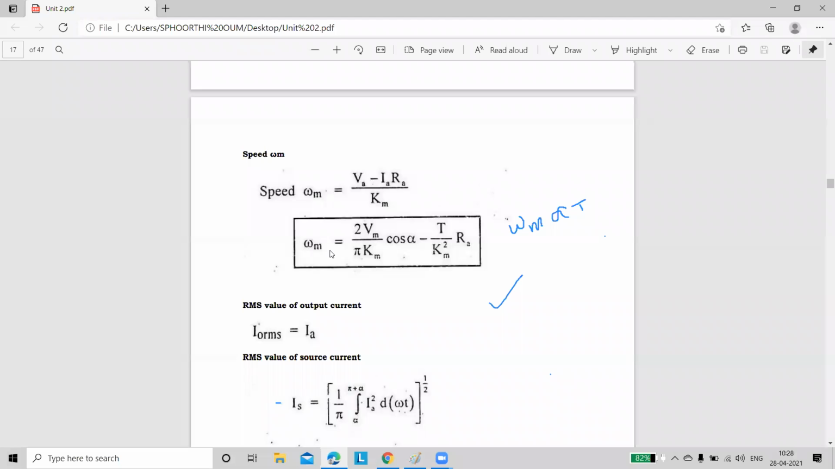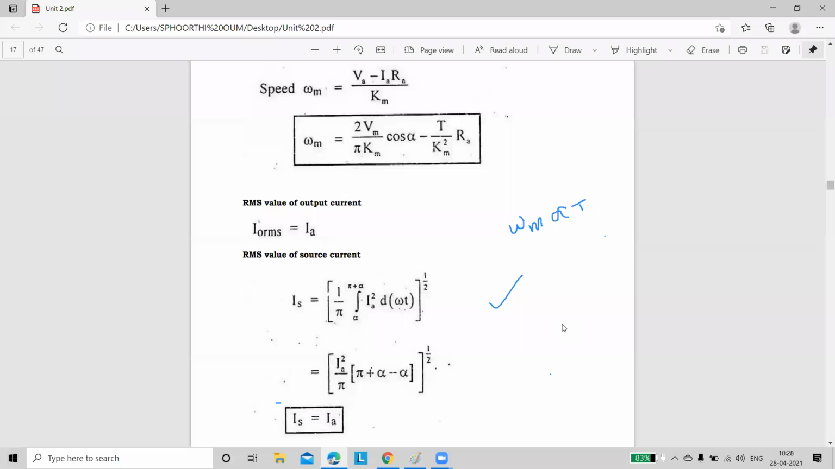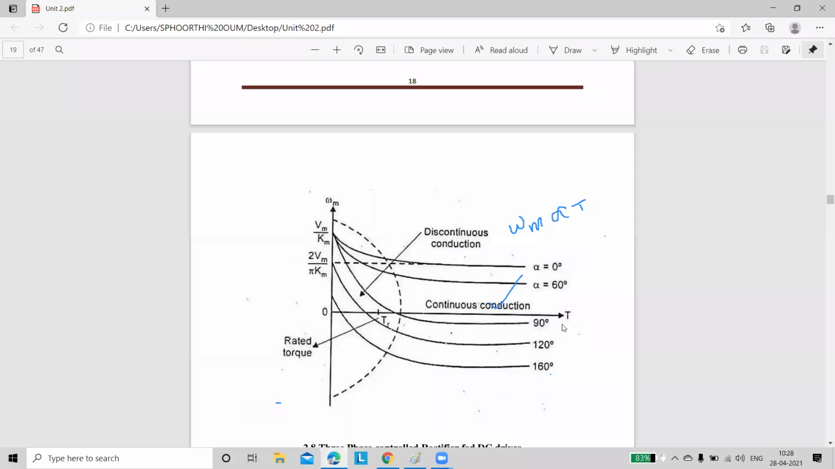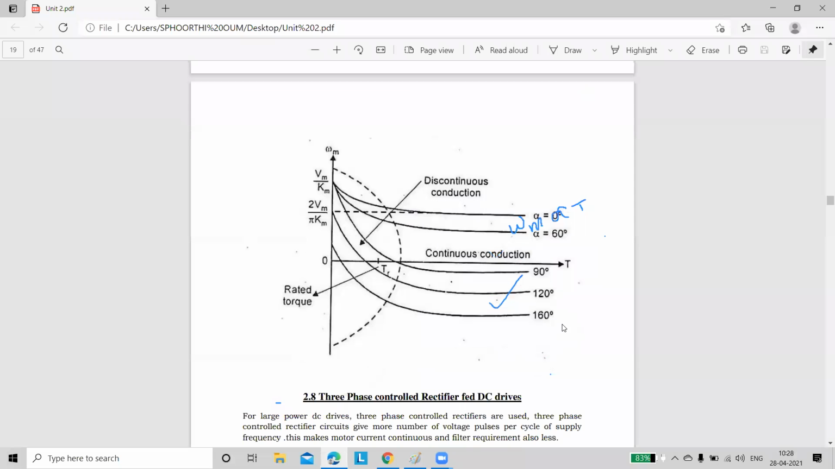That means overall for this rectifier, at every condition the torque is positive, right? Yes, ma'am. And the speed is about 90% positive, and there is a small possibility of it being negative. So from our understanding, just leave this derivation, I will explain. From this, we are getting the characteristics like this.